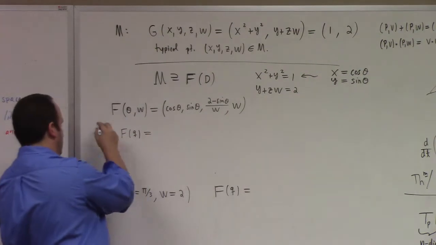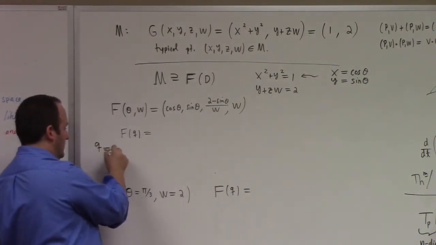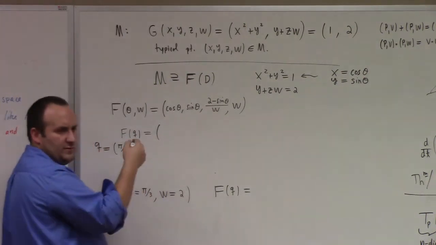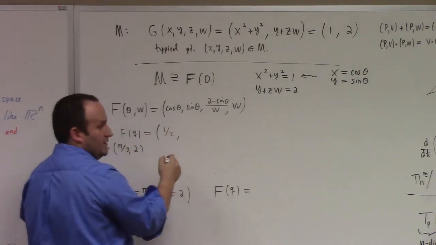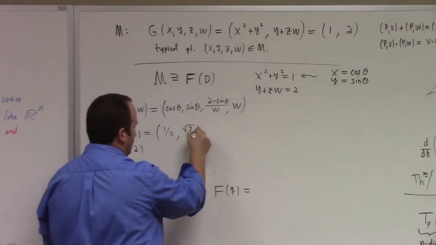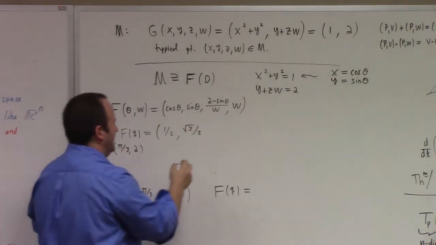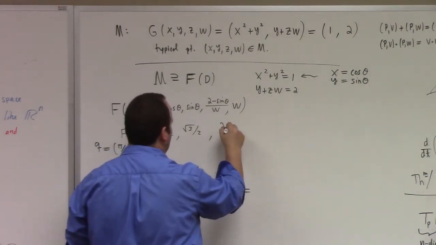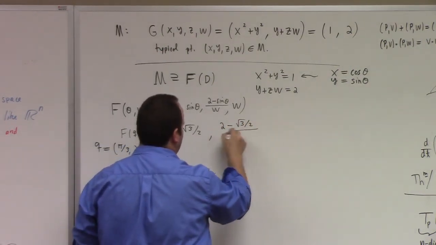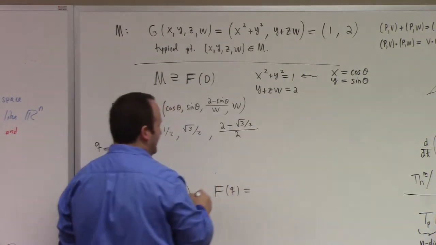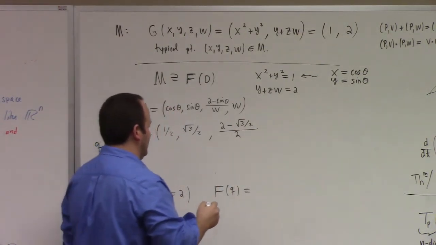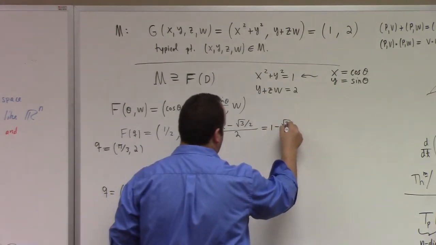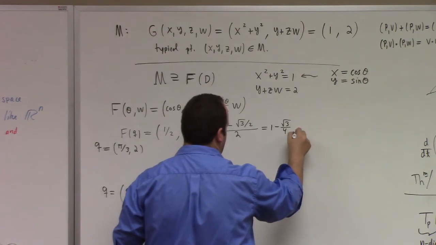What's that equal to? Again, q equals pi over 3 comma 2. So half, root 3 over 2. Two minus root 3 over 2. That sucks. Let's see here, by 2. All right, fine, that's actually 1 minus root 3 over 4. It's not that bad, I take it back.